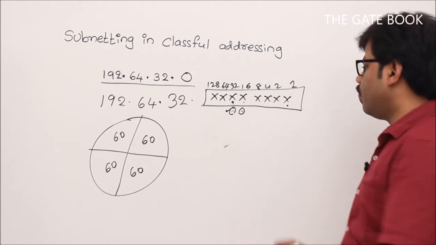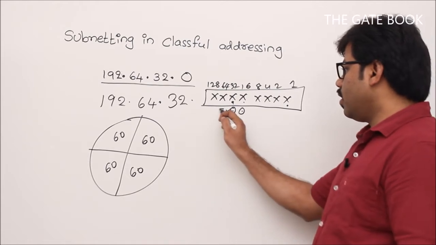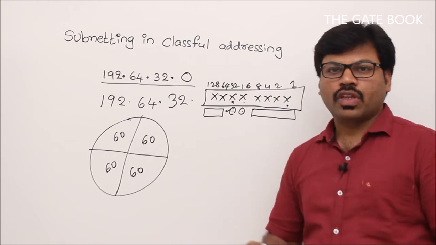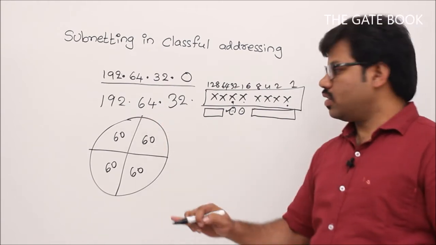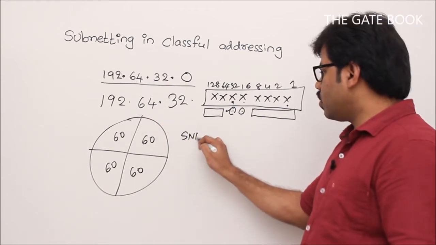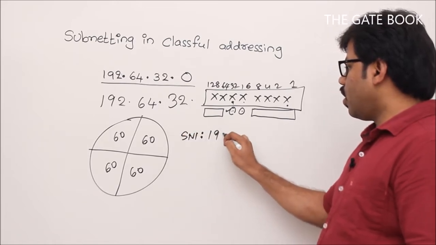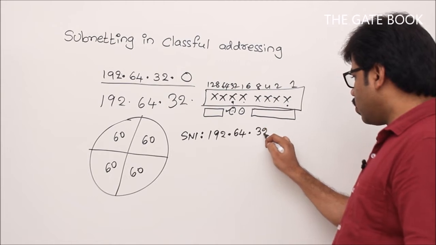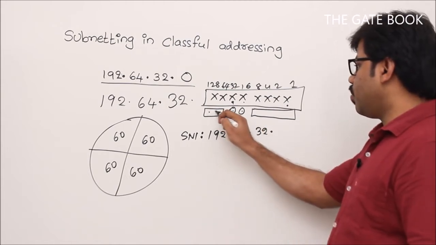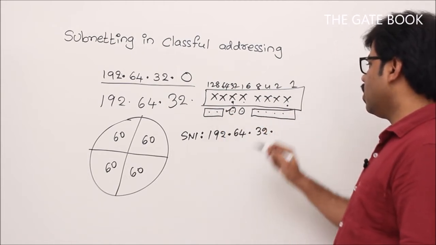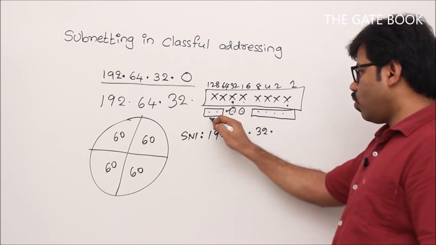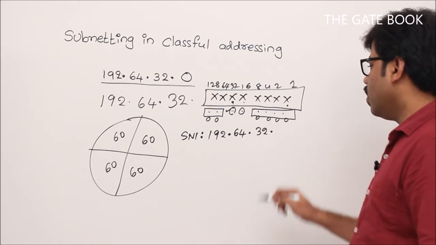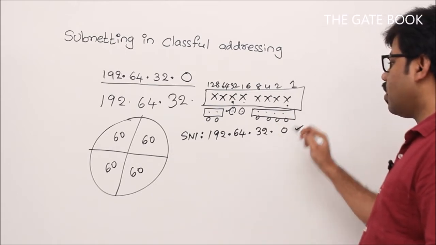So if it is 0 0, then the host part is this part, right? These two bits, these bits. Question number 1: what is the subnet ID for this one? Subnet 1. So subnet 1 is going to be 192.64.32 dot, now see this part. This is the host part, 2 here, 4 bits here. If all are zeros, because to have a subnet ID the host part should be zeros, then it would become 0 automatically. So this is subnet 1.